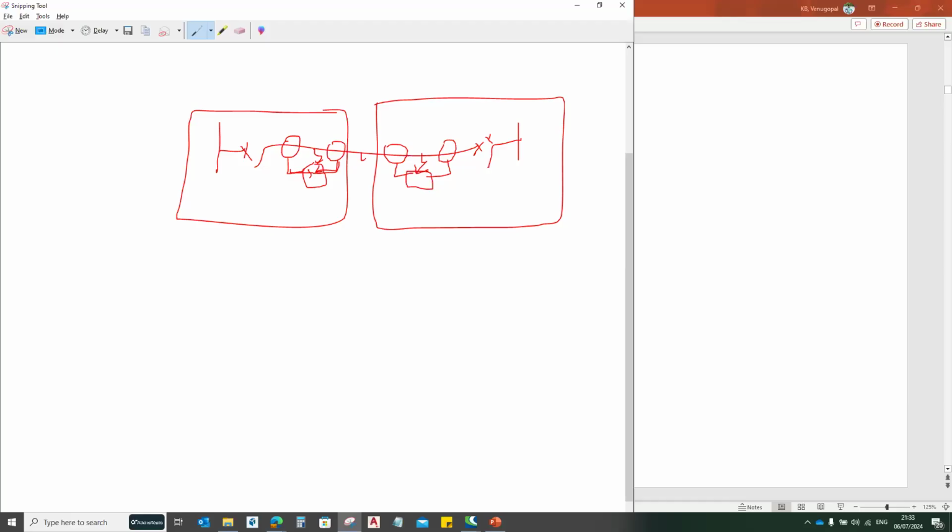But come to this point. Which protection is going to operate now in this case? No one, right? So this zone we can call a blind zone. Now, how do we overcome these blind zones?